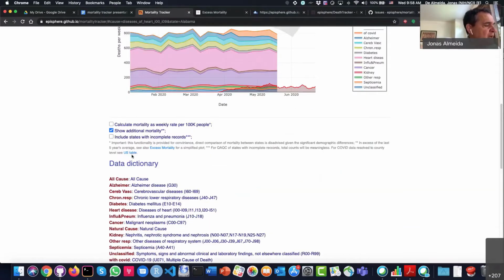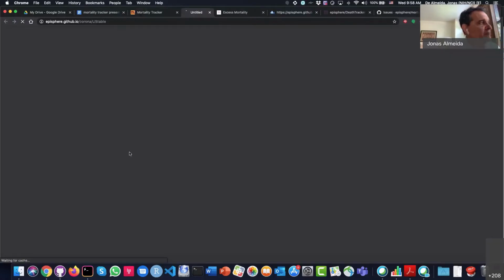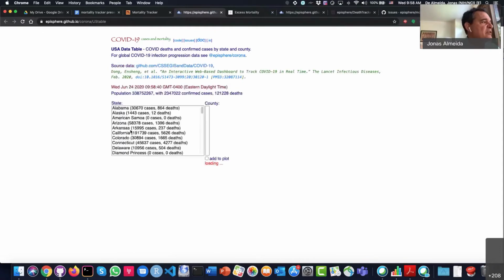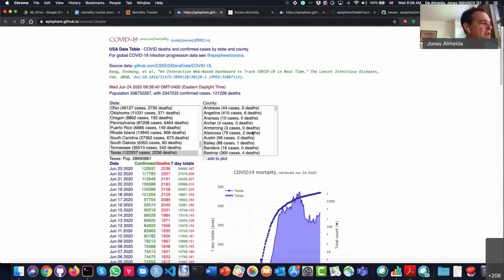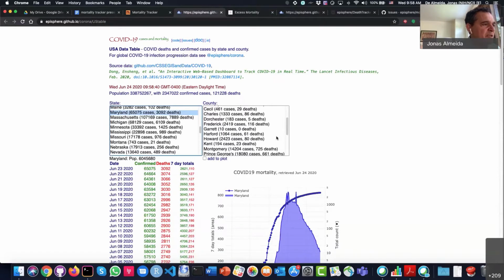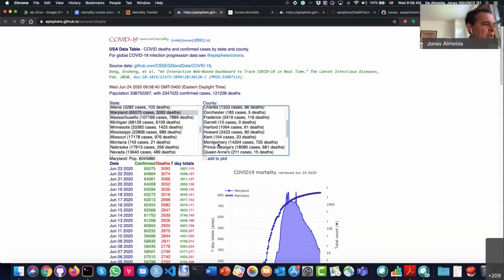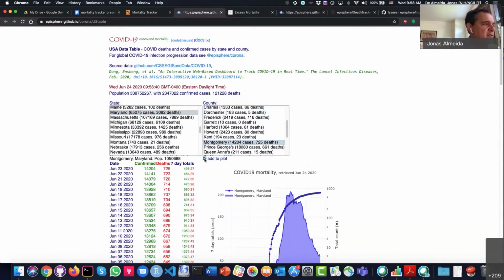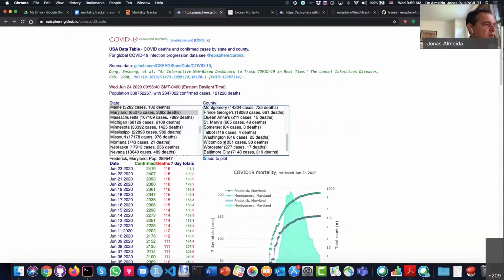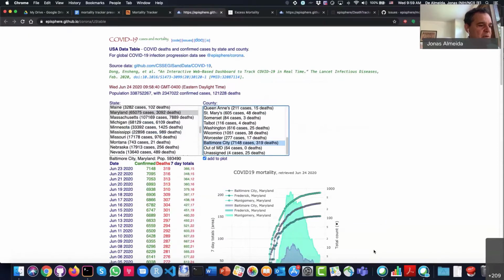Another example would be, maybe I want to see not just mortality, but the number of cases. This was another one. Again, it goes to the same sources. And now you see not just the states, but also the counties. So let's pick Maryland. Let's pick our county, Montgomery. And I'll start adding our counties, just as an example. Let's go a little bit north, Frederick. Maybe Baltimore, there it is. You know, we can look at the values.